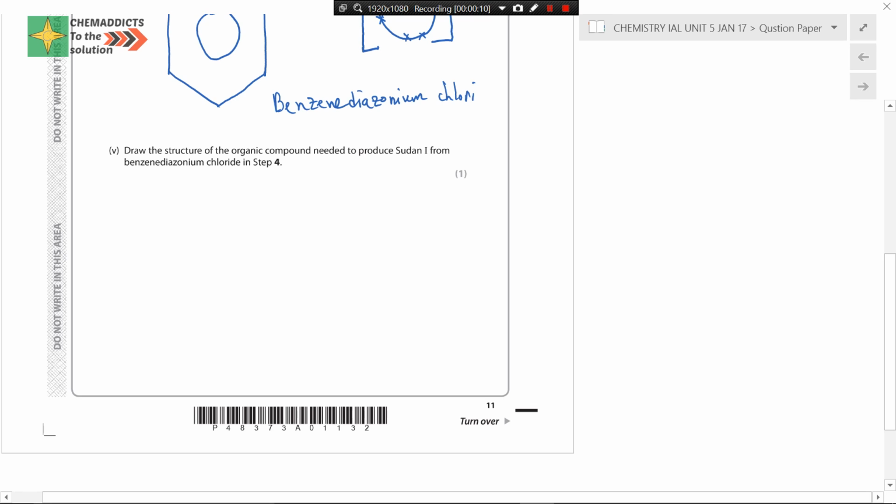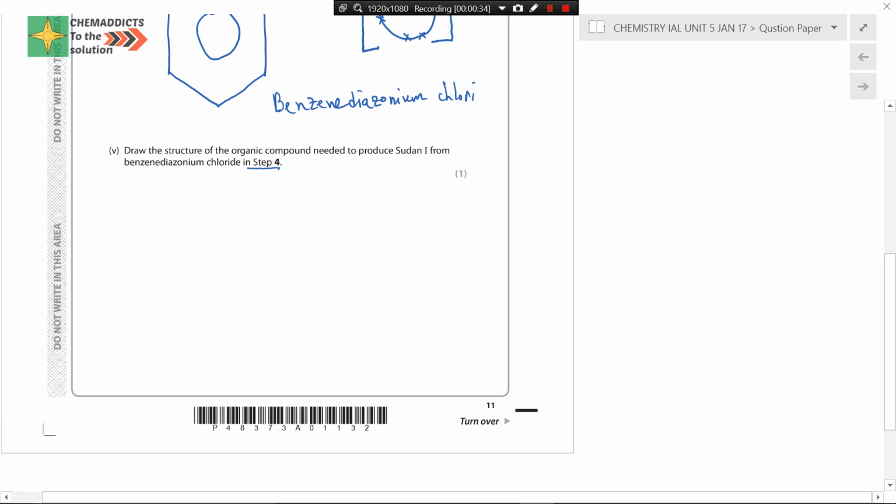Well fellas, now we are going to solve the fifth part of question number 21a. So at first let us read the question. Draw the structure of the organic compound needed to produce Sudan 1 from benzene diazonium chloride in step 4.